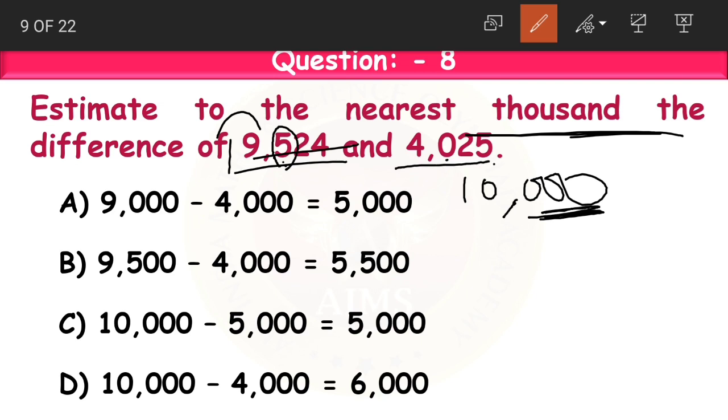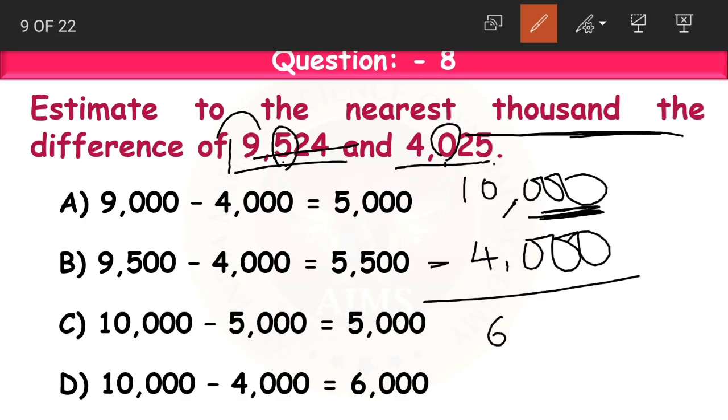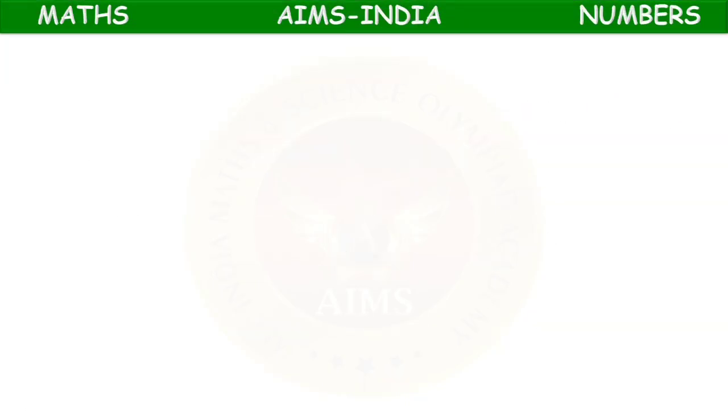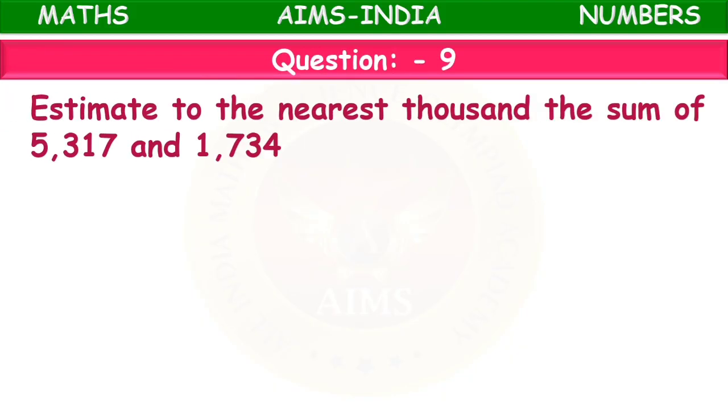Now, moving on to 4,025. Here we are having 0. It is less than 5. So it is rounded down. It becomes 4,000. Now coming to the difference, 10 minus 4 is 6. So 10,000 minus 4,000 is equal to 6,000, which is option D. Yes students? Yes, option D is the correct answer here. Moving on to question number 9.